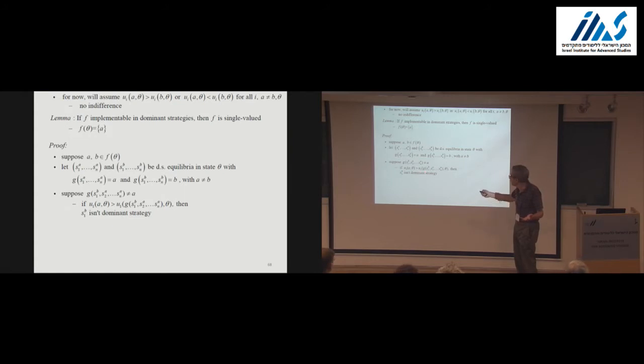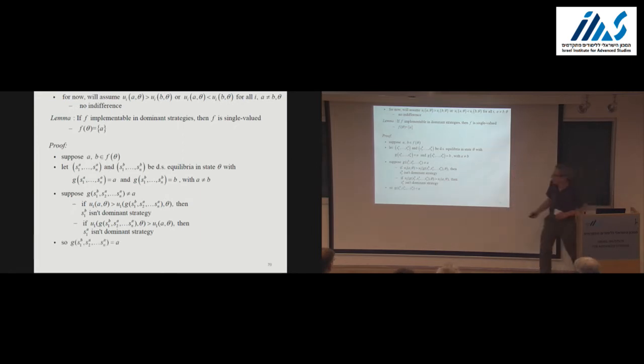He would be better off using S1A, getting A, rather than this outcome. But that contradicts the assumption that S1B is a dominant strategy. And we have exactly the opposite problem if the inequality goes the other way. So that tells us that the outcome for this configuration of strategies has to be A.